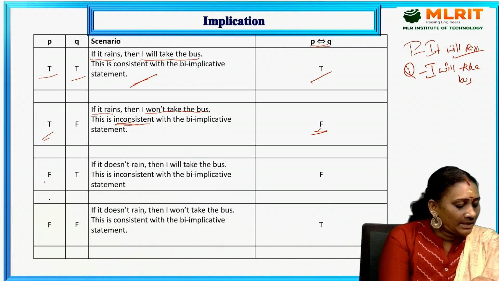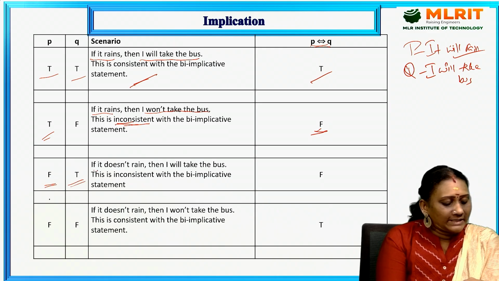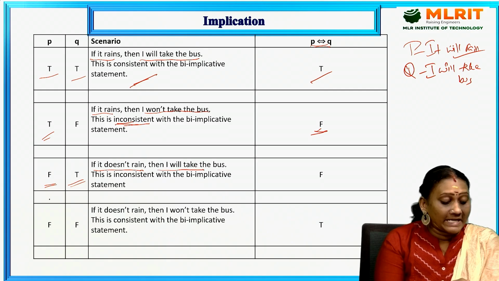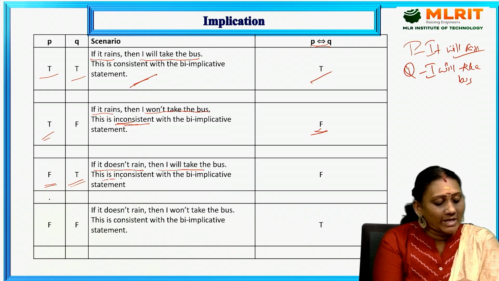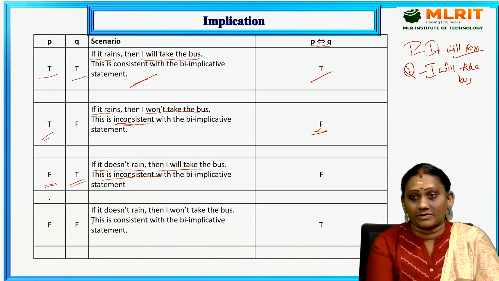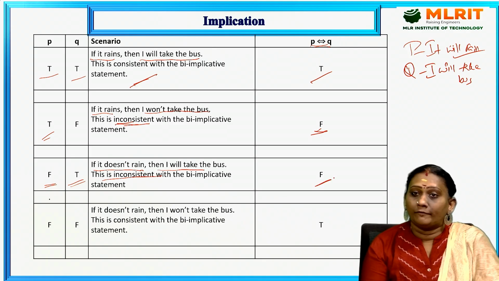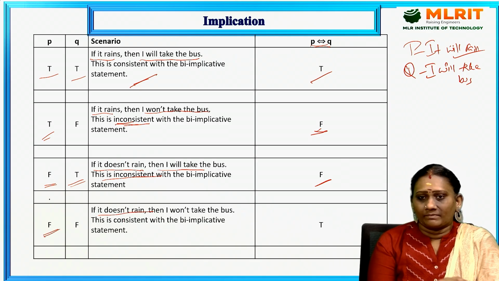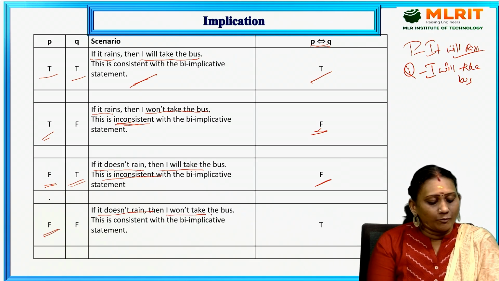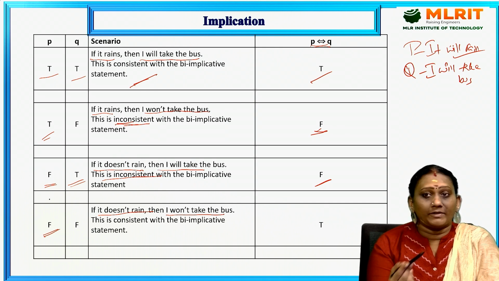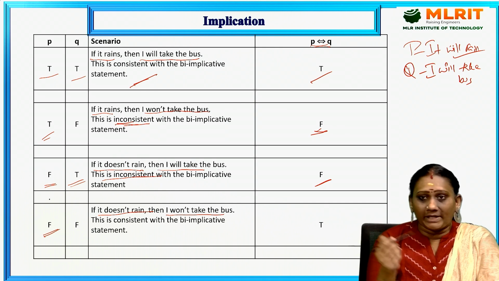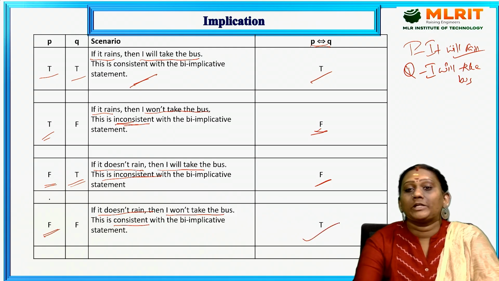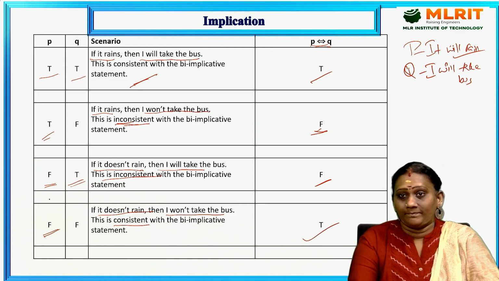And coming to the next, false and true. If it does not rain, the first statement is false, and then I will take the bus. The second statement is true here. This is also inconsistent according to the rule of bi-implication. So the output will obviously be false. Coming to the last one, if it is not raining, then I will not take the bus. According to the rule of bi-implication, these statements appear to be consistent, and so I am going to make the truth value T, that is nothing but true.